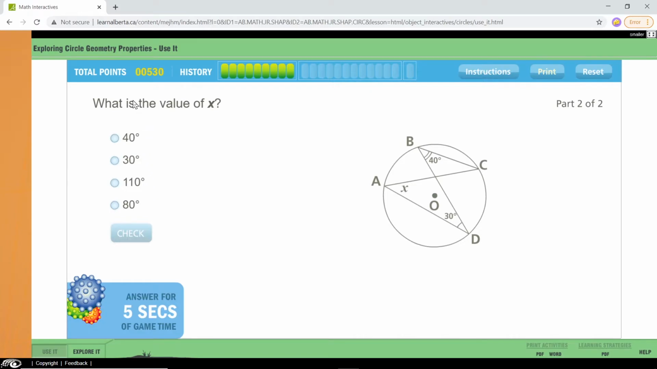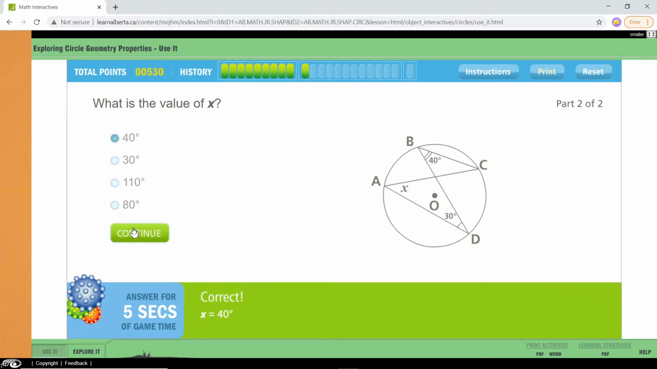What's the value of x? From what we learned in the previous video, angles subtended from the same arc are equal. If you look at arc DC, angle CBD is 40 degrees. Therefore, angle CAD is also 40 degrees because they are from the same arc. Alright, next.